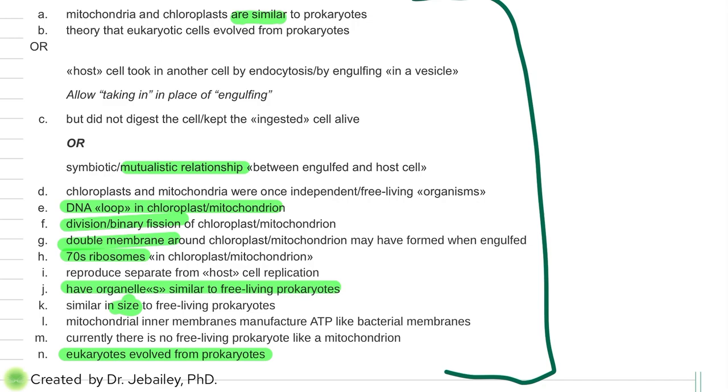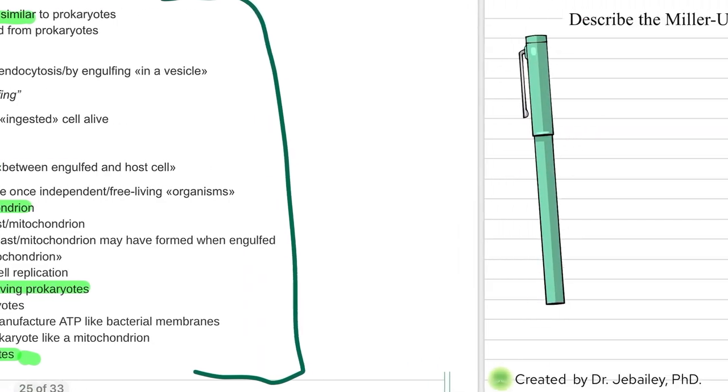That's 7 points. And the points can just keep going on with this one. So you can easily get them: first you mention the 5 evidence, then mention how they're similar to prokaryotes. So you mention how they went from prokaryotes to eukaryotes. That's like 7-8 points, and you nailed this question easily.